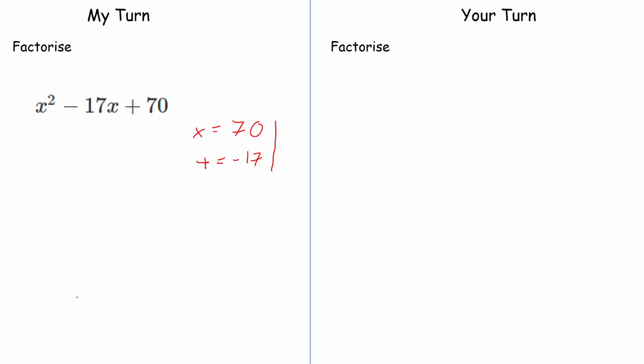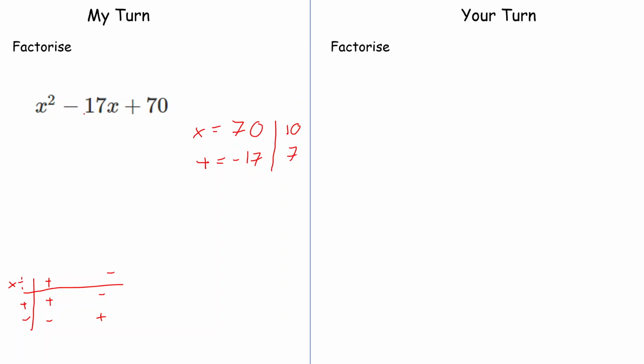And again, if you need to, definitely refer to your timesing and dividing grid for positive and negative numbers. It is a really, really useful thing to refer to. Okay, so I'm just thinking numbers that times to make 70. Just a simple one is going to be something like 10 and 7, isn't it? But they've got to add to make minus 17.